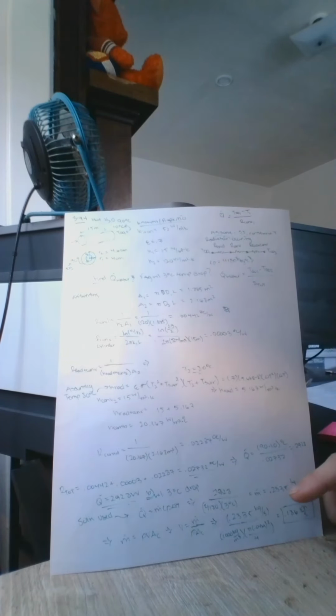Once the Q has been solved for, we can then use Q equaling m dot Cp delta T to solve for an m dot, and using that m dot we can use rho V Ac. Knowing our rho and our Ac and our m dot, we can solve for the V.